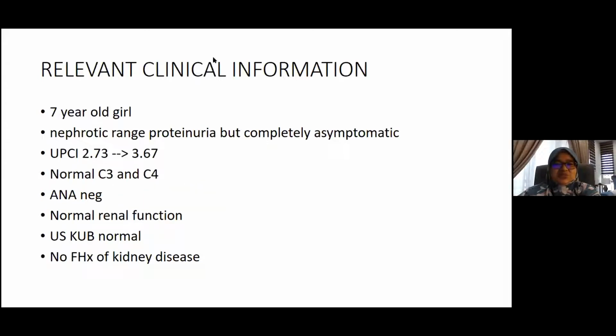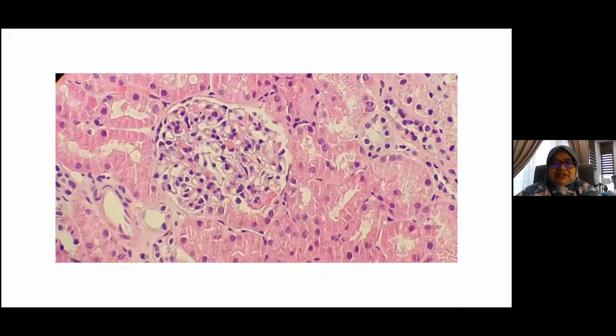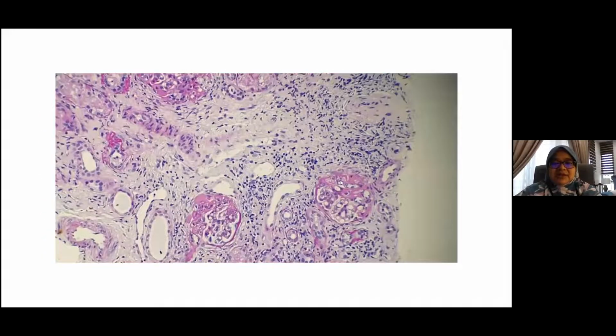I think this is the last case or second last case. Okay, so this is a 7-year-old girl. She had nephrotic range proteinuria. Otherwise, she's completely asymptomatic, and the rest of the investigations were normal. No family history. So, normal-looking glomeruli. There is some segmental sclerosis that we can see.